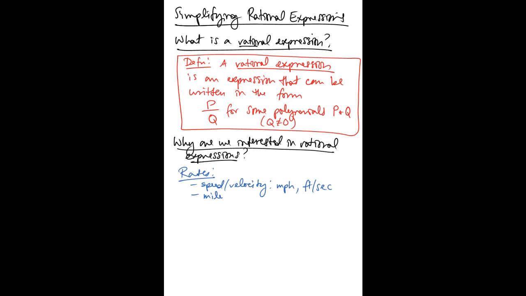We could of course have miles per gallon as another example of a rate, or dollars per month. Rates are anything where we have the rate at which one thing is changing with respect to another thing, and so we often write that in fraction form.